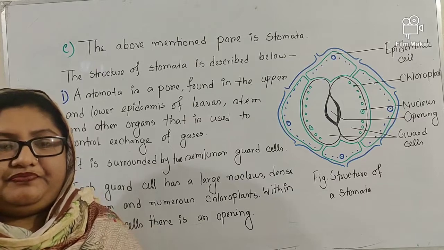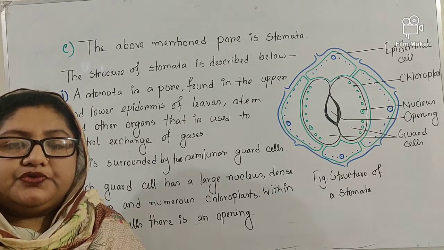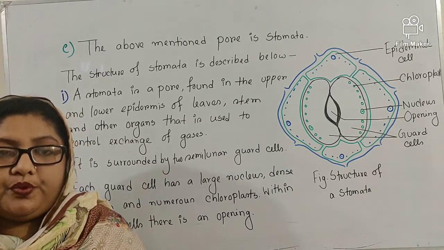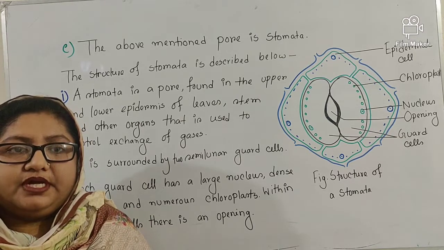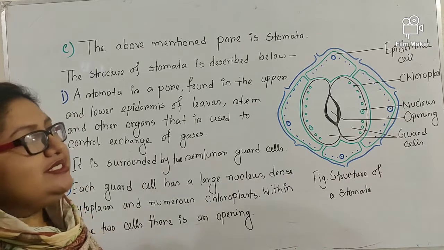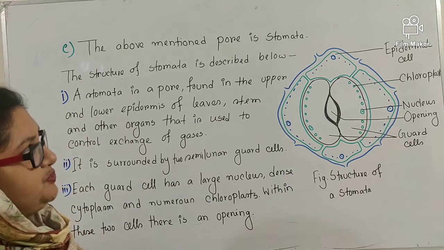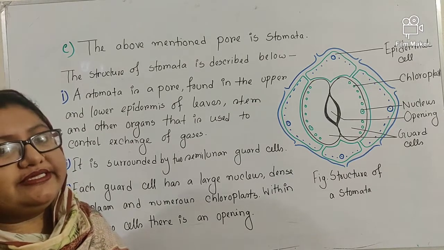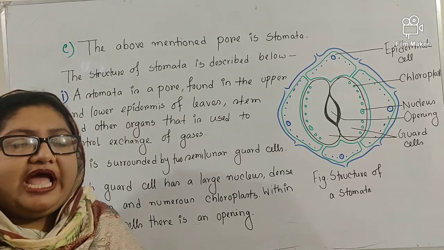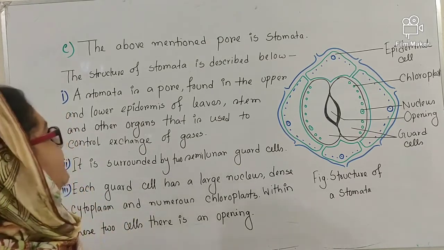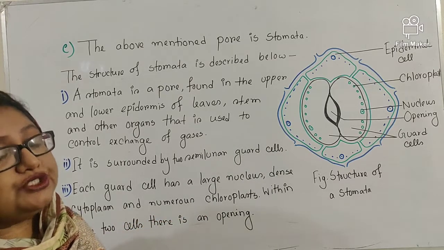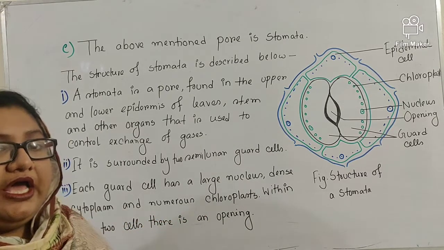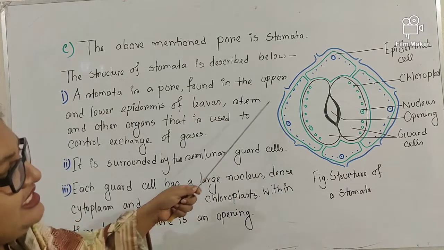Question number C. In question number C, the question was: describe the structure of the pore along with the diagram that is mentioned in the above stem. So my dear students, now I am explaining how you will write the answer of these types of application-based questions. Okay? First of all, you will draw the diagram. Hence, you are asked to draw the diagram along with the structure. Okay? This is the diagram.